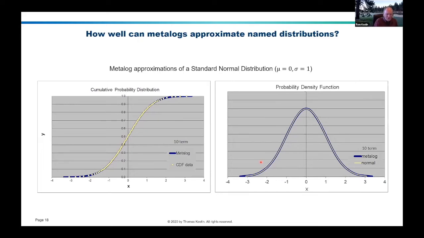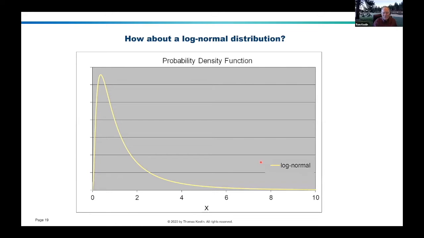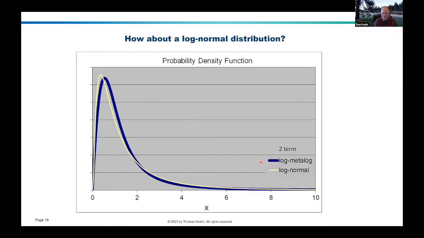That's a normal distribution. Here's a log normal distribution. What if we use a log metalog and parameterize it with 105 points off a log normal distribution and take the same lower bound of 0 for your log metalog? That's the two-term, 4, 6, 8, 10. By the time you get to 10 terms, you can't tell the difference between the log normal and the log metalog. Let's take something else.